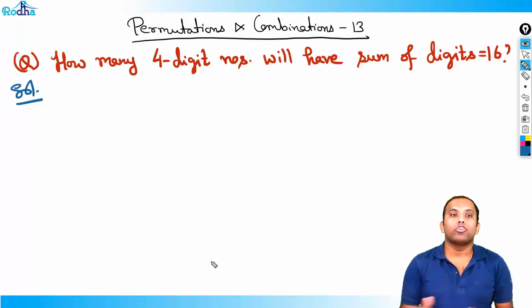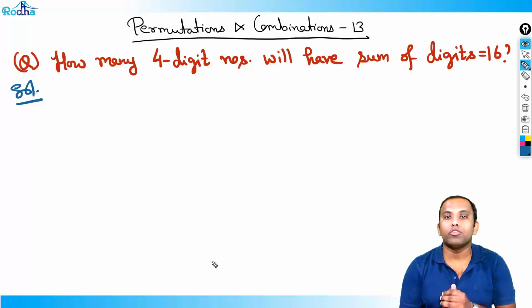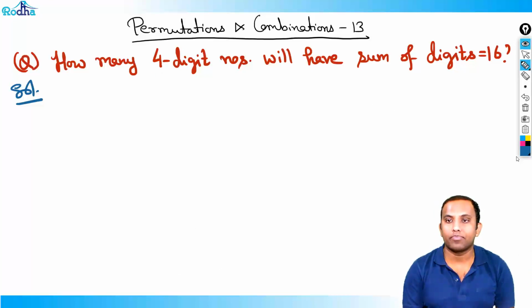Okay, so we'll start with this question. How many 4-digit numbers will have sum of digits as 16? Right, now it's a little bit of a variety from the last video. So we'll solve it.